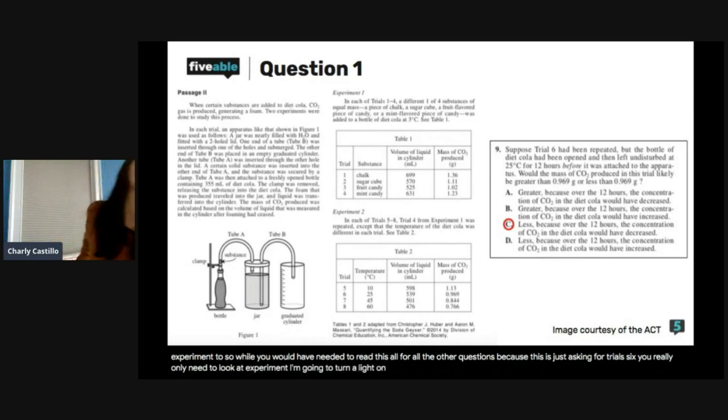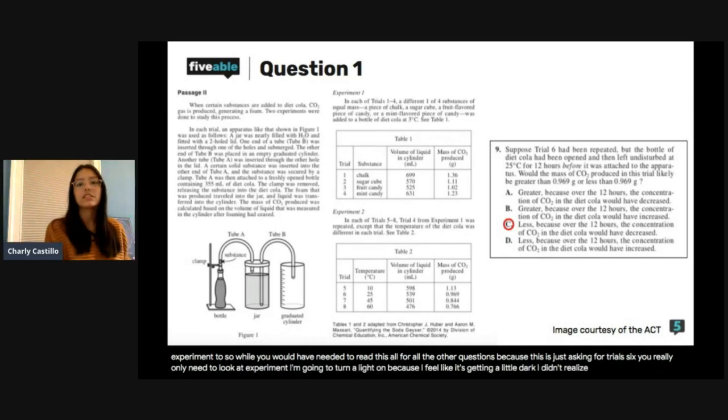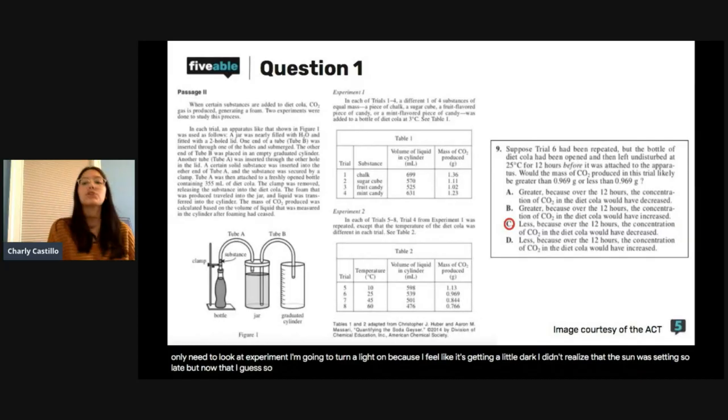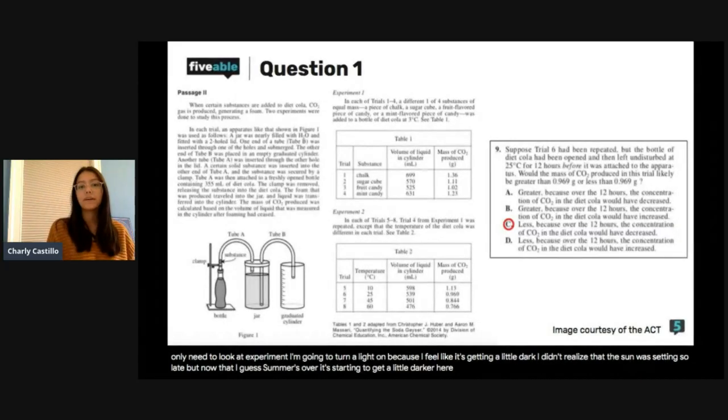I'm going to turn a light on because I feel like it's getting a little dark. I didn't realize that the sun was setting so late, but now that I guess summer's over, it's starting to get a little darker here.